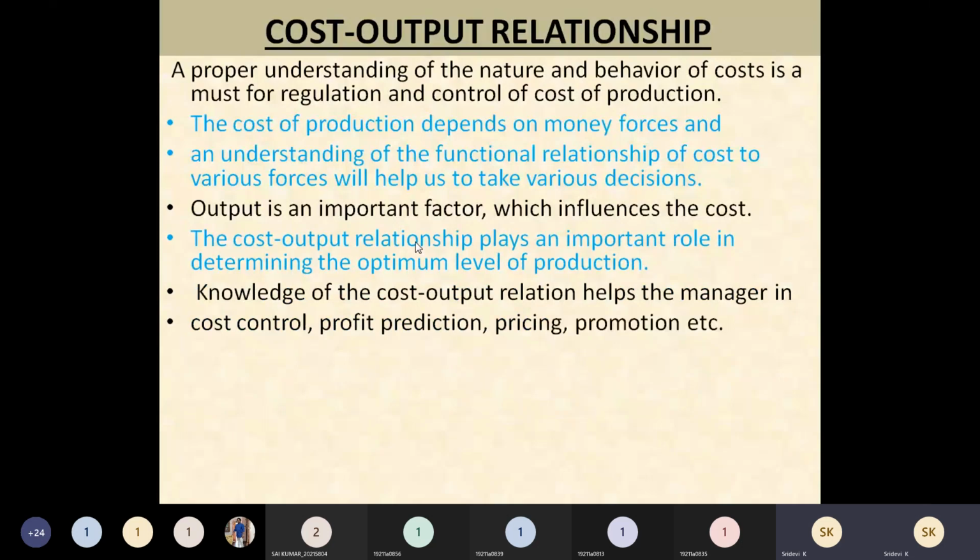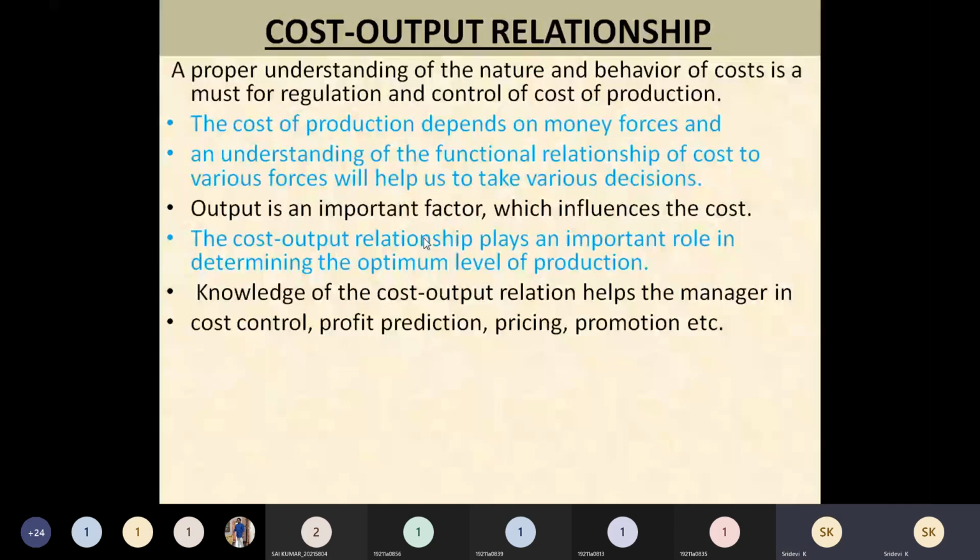which will help the managers to control the costs, as well as give them knowledge for prediction of profit. In case of fixing the price also this will help them, and to what extent you have to provide the promotion activities. Promotion means advertising the product. So in all these areas this cost output relationship will help the managers to take decisions.